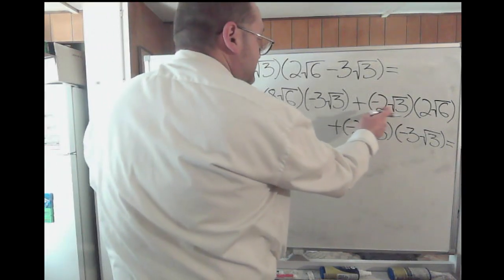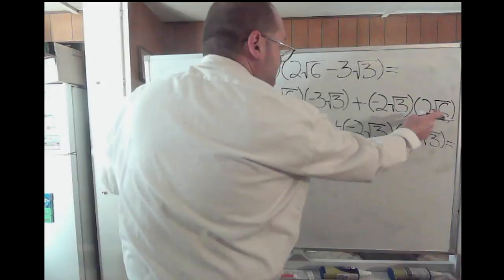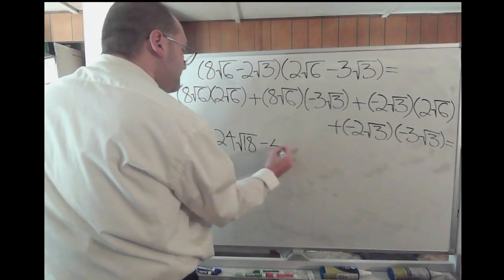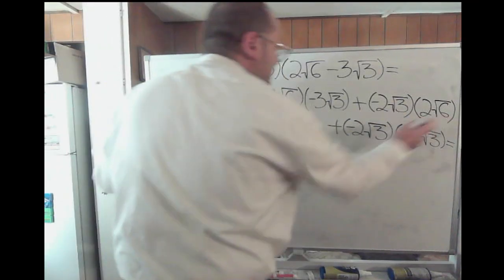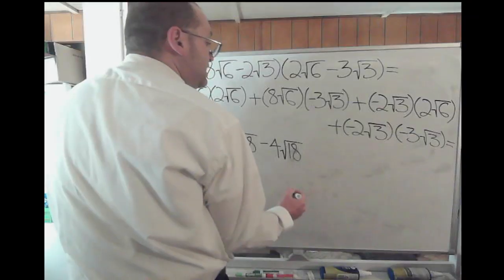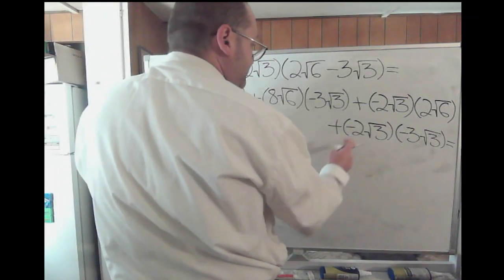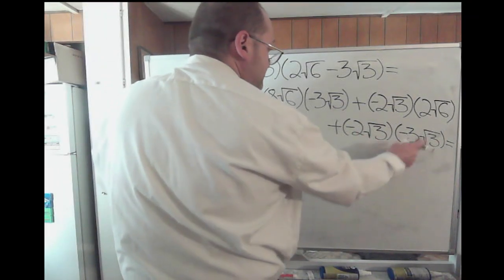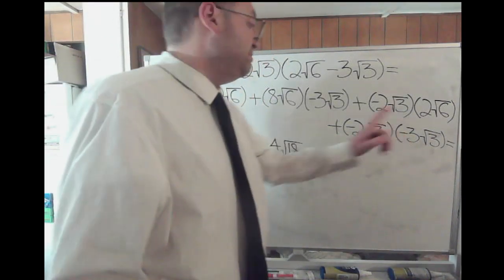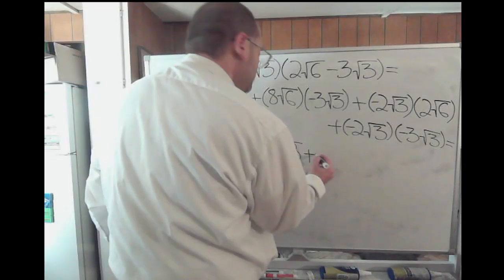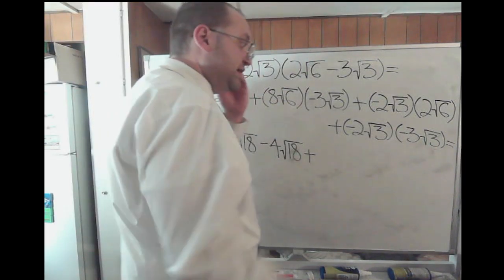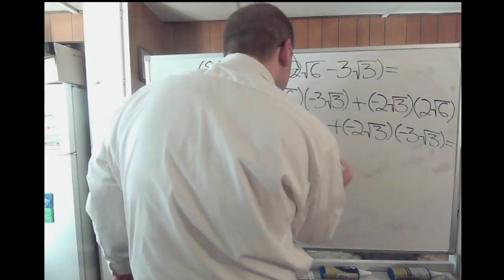Now we have plus negative 2 times the square root of 3 times 2 times the square root of 6. Negative 2 times 2 is minus 4. Then square root of 3 times square root of 6 is square root of 18. Now for the final part, we have negative 2 times square root of 3 times negative 3 times the square root of 3. Negative 2 times negative 3 becomes positive 6, so that would make this positive, and then square root of 3 times square root of 3 is 3. 6 times 3 is 18.